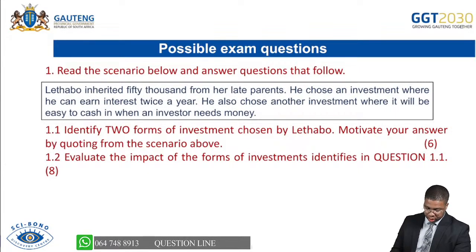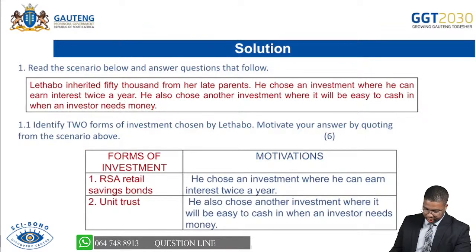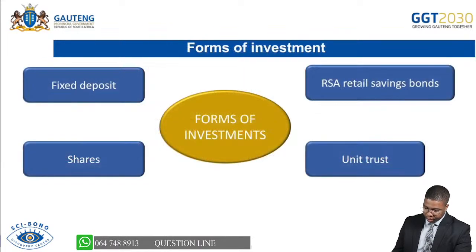The first question, 1.1, says identify two forms of investment chosen by Letabo. Motivate your answer by quoting from the scenario above. And 1.2 says evaluate the impact of the forms of investment identified in question 1.1 for 8 marks. Now let us look into the answer there.